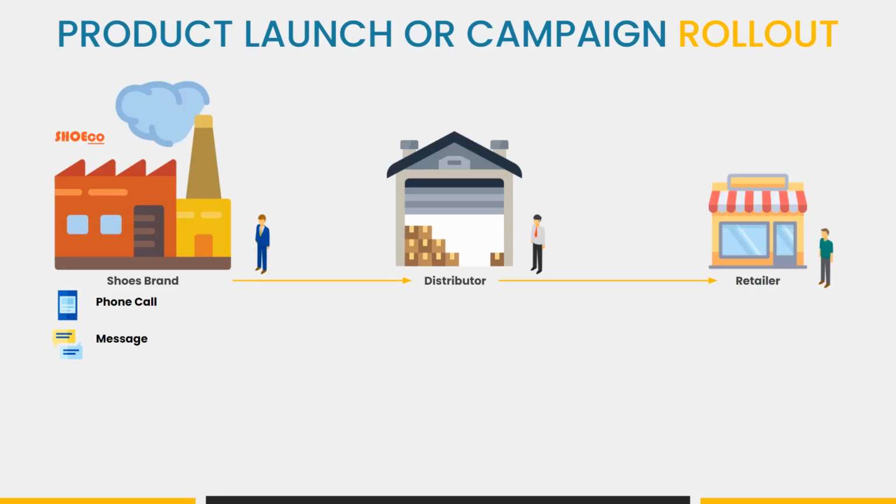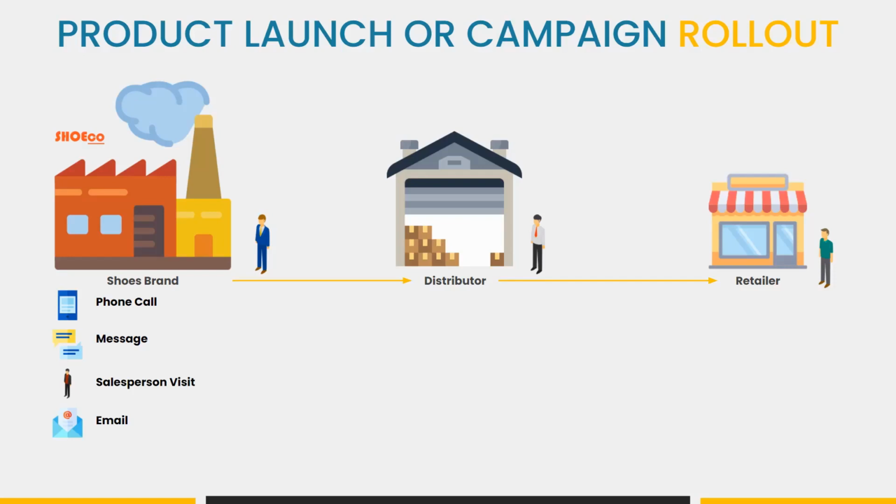So what are the practices or mediums used to inform the distribution network or trade partners that there's a new product launch happening, or a promotion, or a scheme being offered? Phone calls, messages, salesperson visits, and emails are typically used. What does a phone call mean? The manufacturer's team will be calling up all the distributors: hey, we are doing a product launch on this particular date, and tell all retailers.